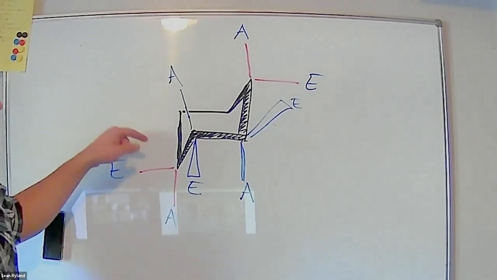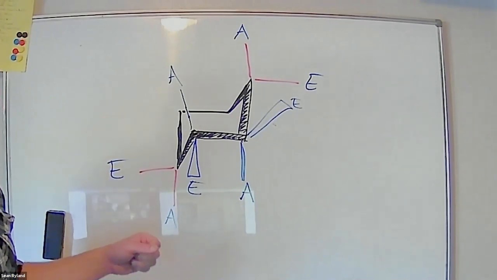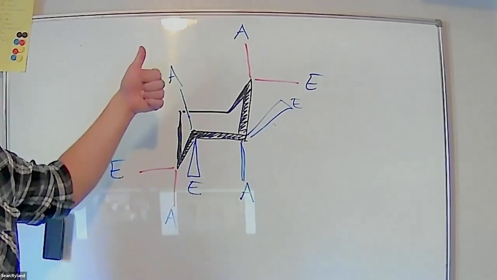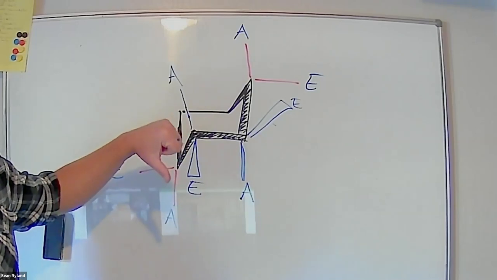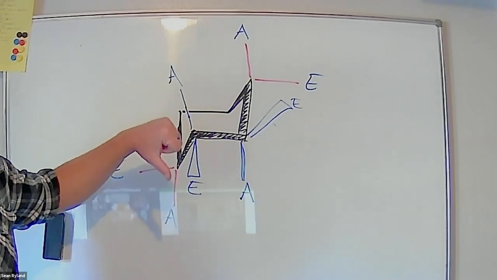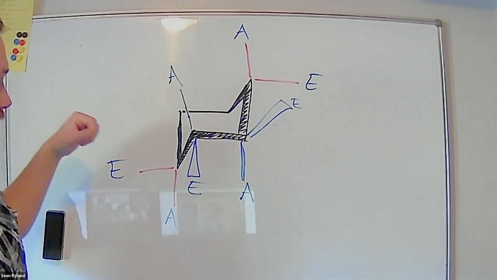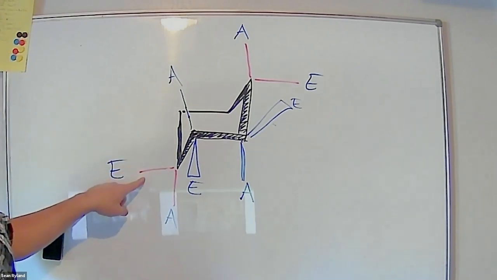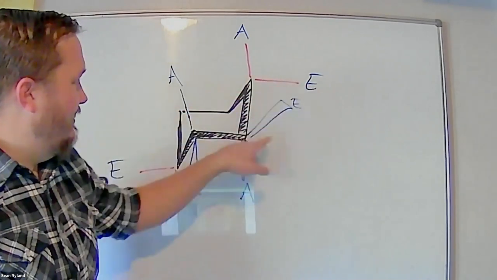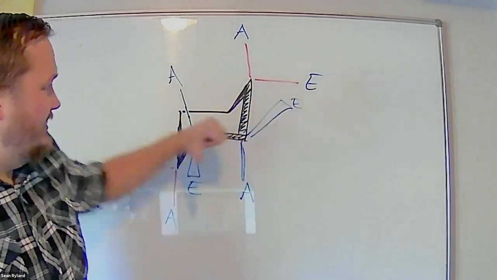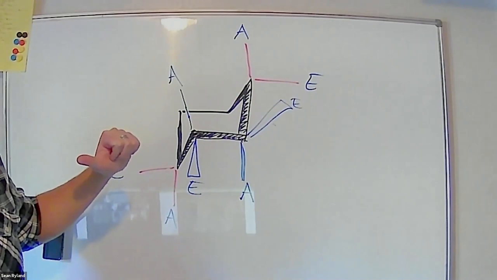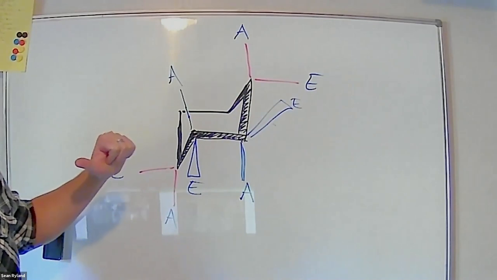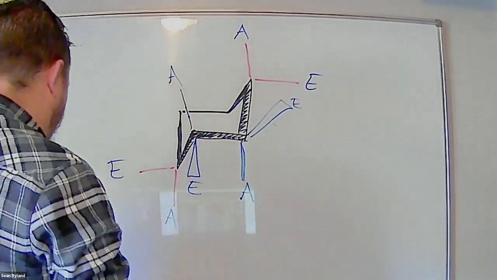The ones that are going to be straight up and down are always going to be axial, whether they're pointed upward or downward. Those are always the axial positions. And the ones that are pointed away from everything else, even if the bond is flat, this is pointed away from everything else. And these ones are pointed towards us, so they're away from everything else. So they're equatorial.